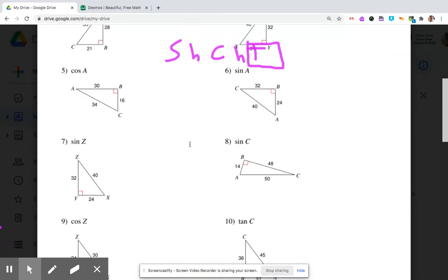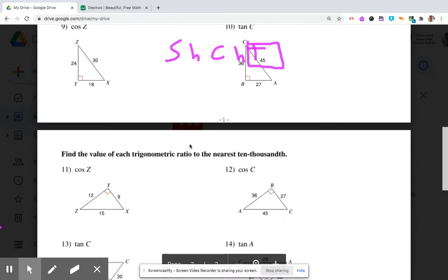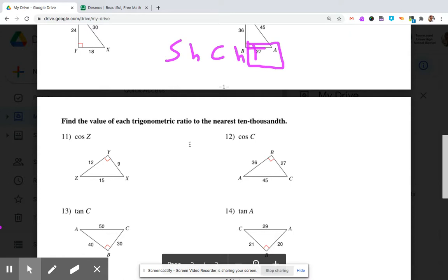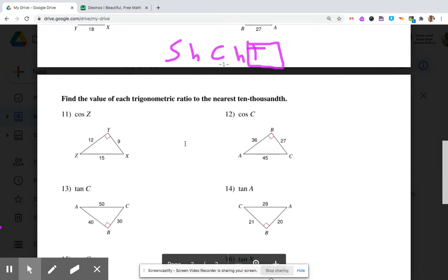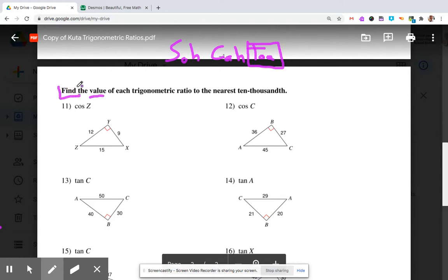All of these are the same practice. Find the value of each trigonometric ratio to the nearest 10,000th. All right, so these are a little bit different. So we've got SOHCAHTOA. You set it up the same way, and then you're finding the value of the trigonometric ratio, or the fraction. And then we have to round it to the nearest 10,000th.